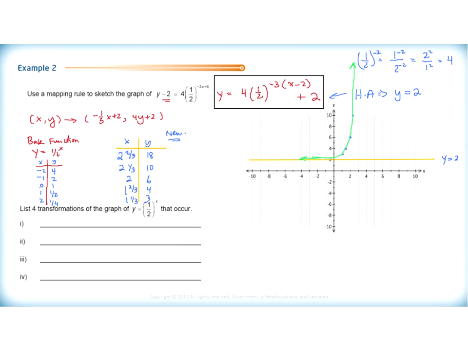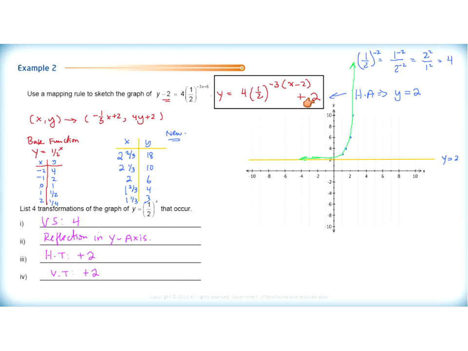Now I'm also asked to list the transformations that occur. Well, the transformations that are occurring are, I've got a vertical stretch of 4. I have a reflection in the y-axis. I have a horizontal translation of +2. And I've got a vertical translation of +2 as well.